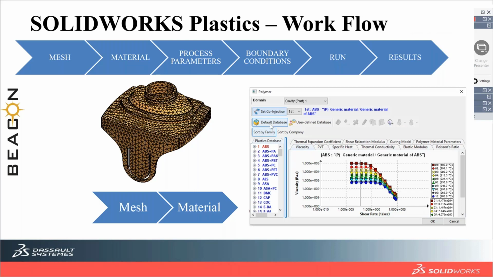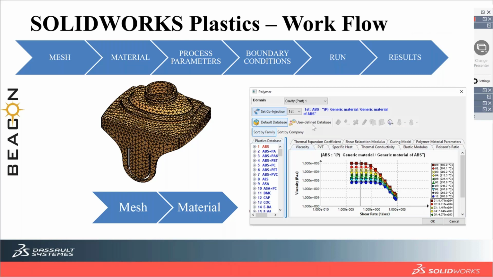You can have the default database, where you can sort by family, and the families are listed out like this: ABS and so many other combinations. You can also sort by company, where you have the listing of all the major polymer granule or polymer material providers across the globe, and you can choose according to their specifications. You can also create your own user defined database, where you have the material data from your material manufacturer, load it into the database, and save it as a material so that you can use it at any point of time.